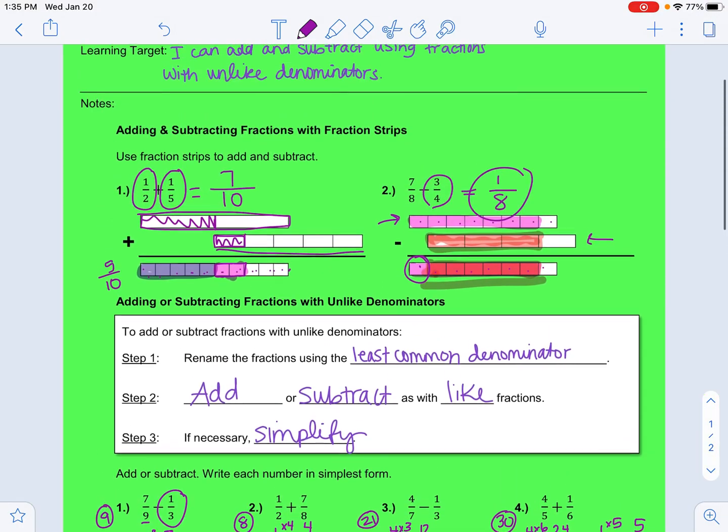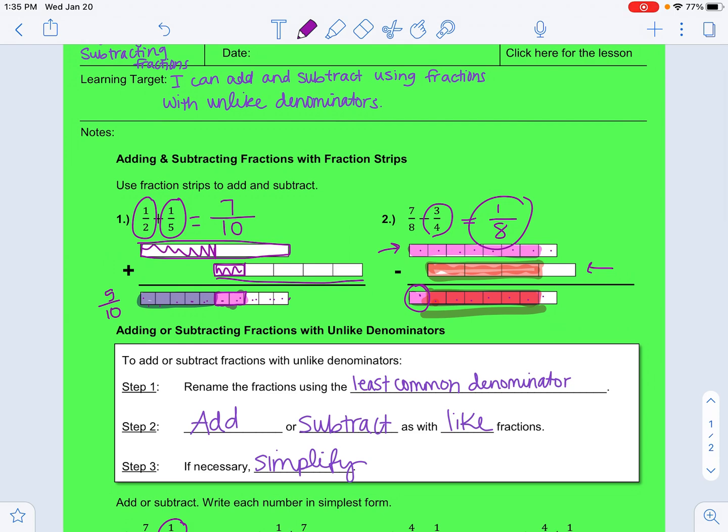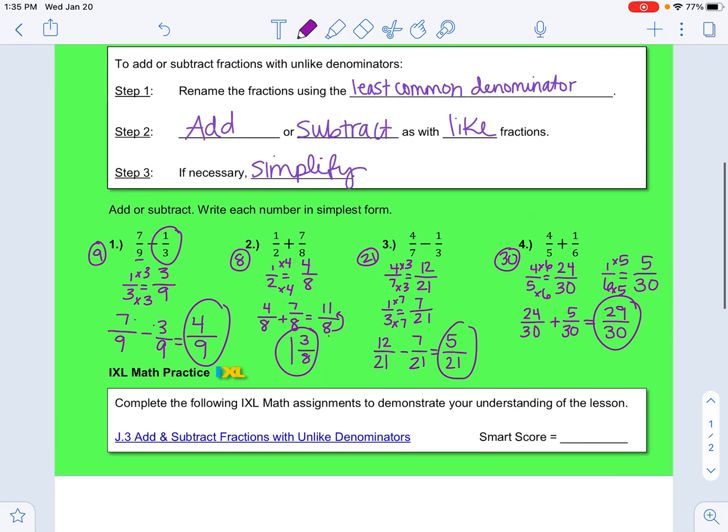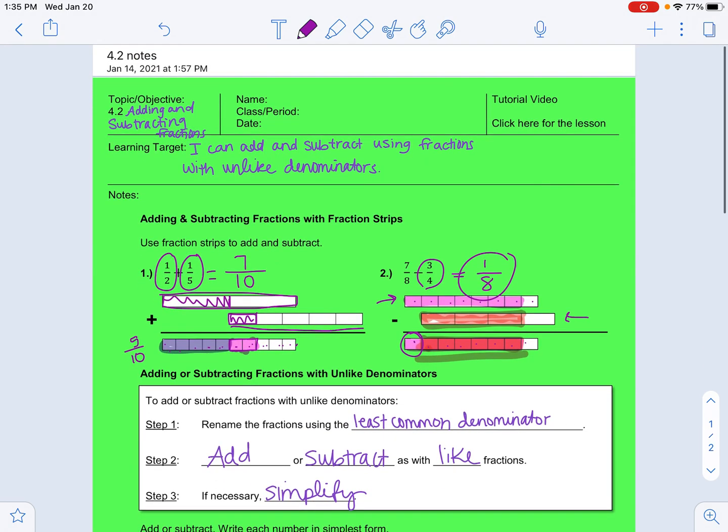Alright, so we just learned how to add and subtract fractions with unlike denominators. If that did not make sense, please reach out to me. Otherwise, you can work on the assignment for today.